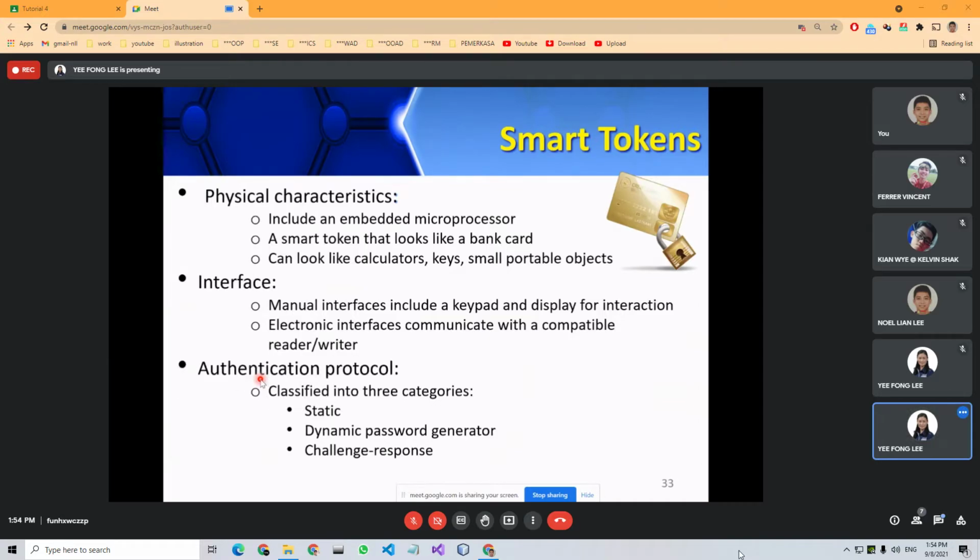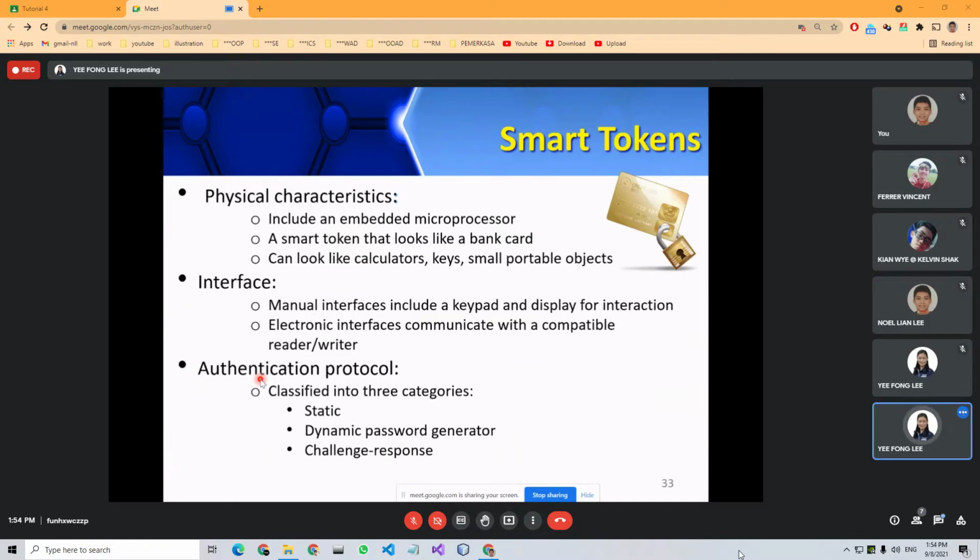Next, we look at the smart tokens. These can be categorized in three dimensions: physical characteristic, interface, and authentication protocol. A smart token includes an embedded processor and can look like a bank card, a calculator, a key, or a small portable object. What is the interface? The interface must be compatible with the reader. The authentication protocol used with the smart token falls into three categories.